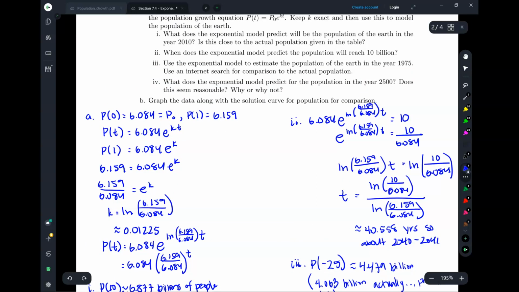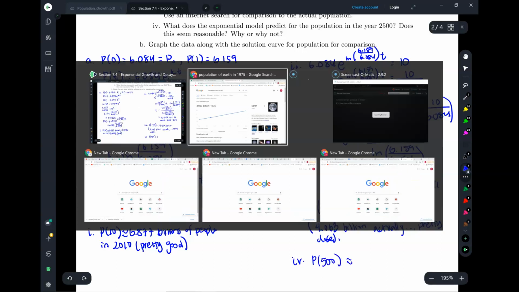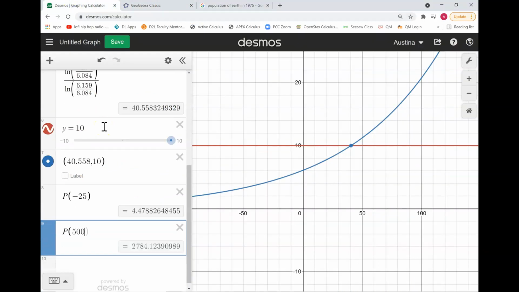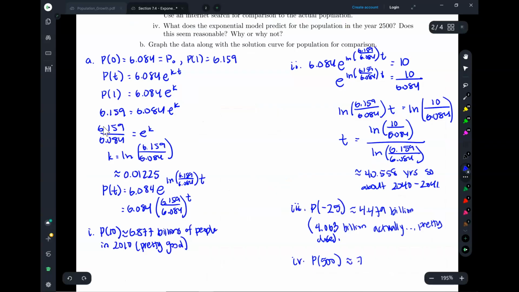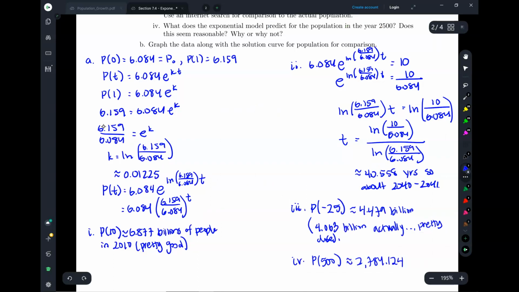Okay. All right. Next thing is what does the exponential model predict for the population in the year 2500? Seems like a long way away, doesn't it? So the year 2500 would be t equals 500 because 500 years after 2000. So p of 500, let's see. I'm going to pop back over to Desmos here. P of 500, wowza, 2,784.124 with rounding to 3 decimal places.